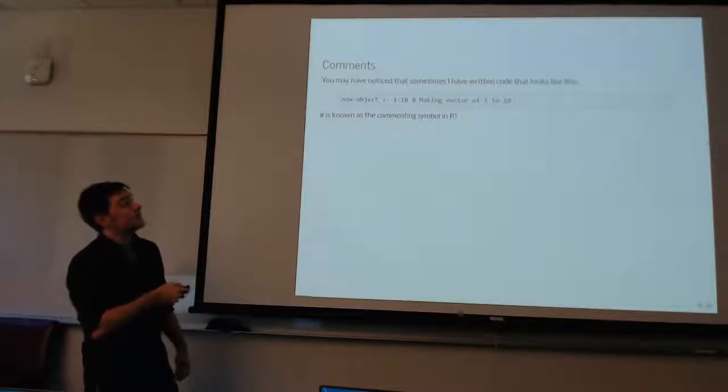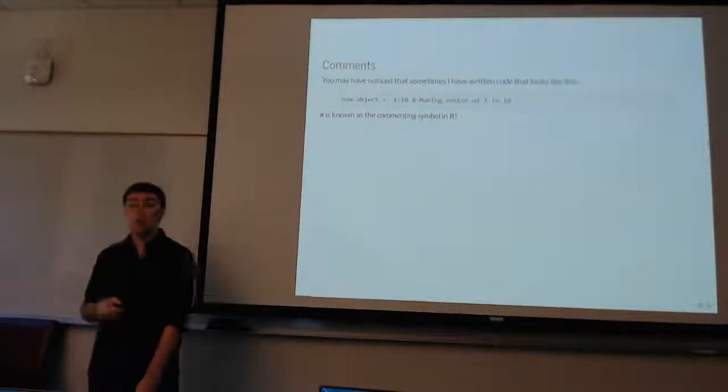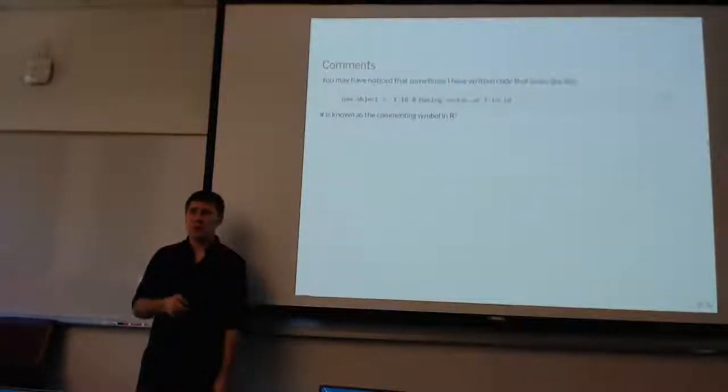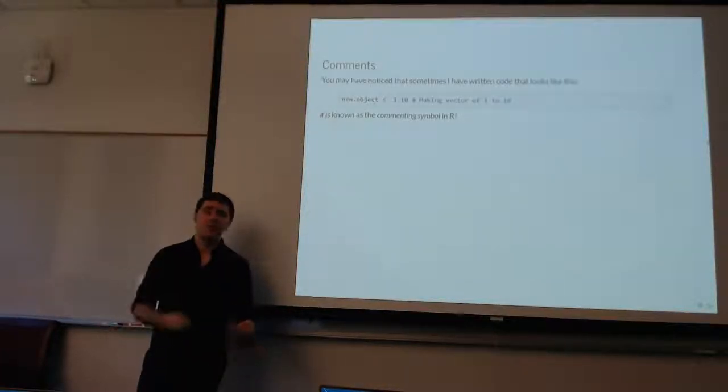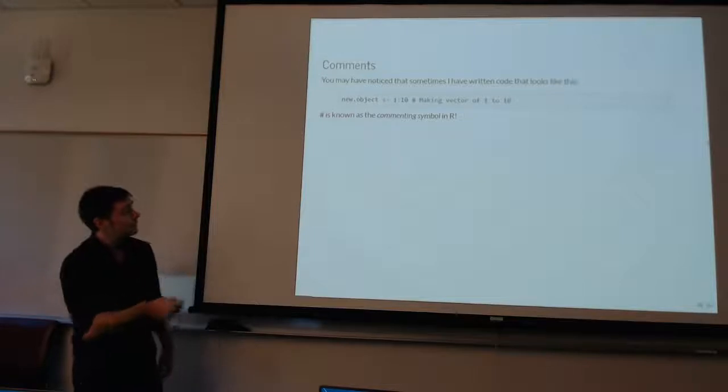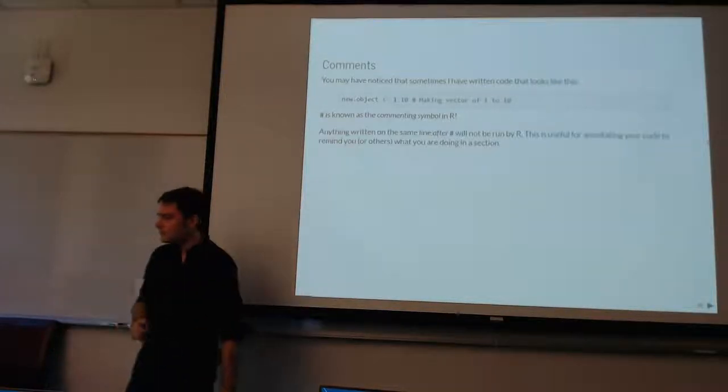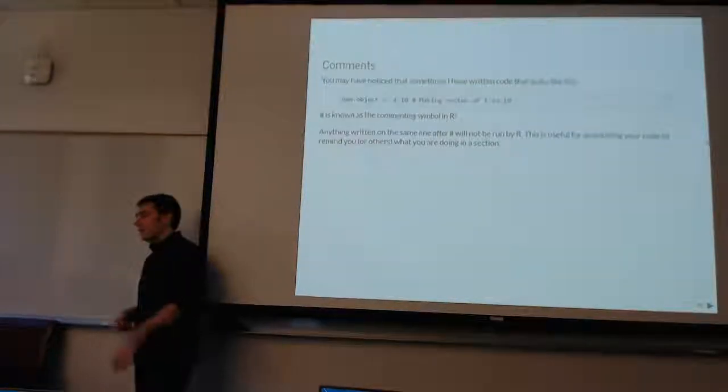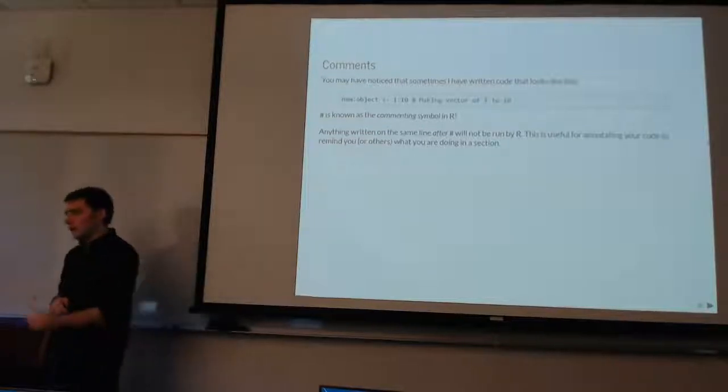And this goes doubly if you're going to be sharing your code with anyone, because people are really not going to know what you're doing, and everyone has idiosyncrasies in the way they program. Document your code. Do it with the commenting symbol. Anything on that same line will not be run by R if it occurs afterwards.